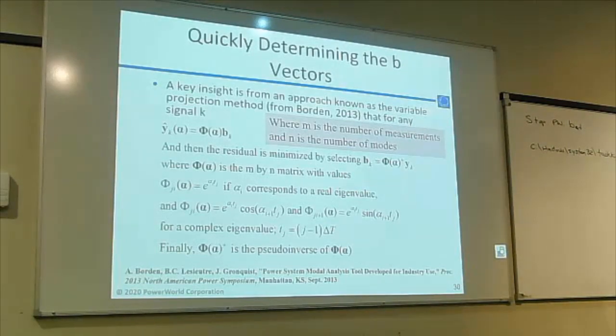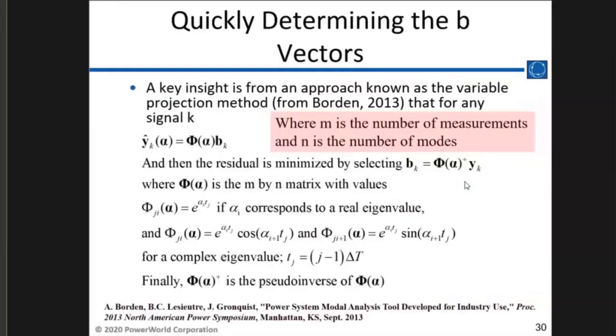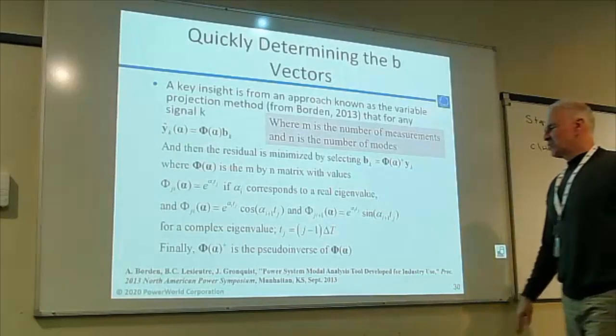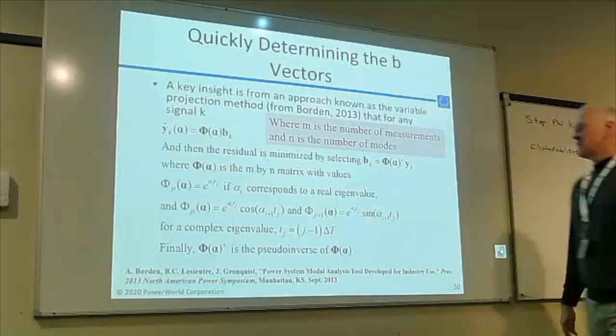This is an insight that we got from the paper by Alex Borden, Bernie Lesieutre, and Jim Gronquist from 2013. It basically gave us a really quick way to calculate the B vector. So we can do singular value decomposition on a few signals and then see how well many signals map into those modes. That is lickety-split fast. And what we do is we use something called a pseudo inverse of a matrix.